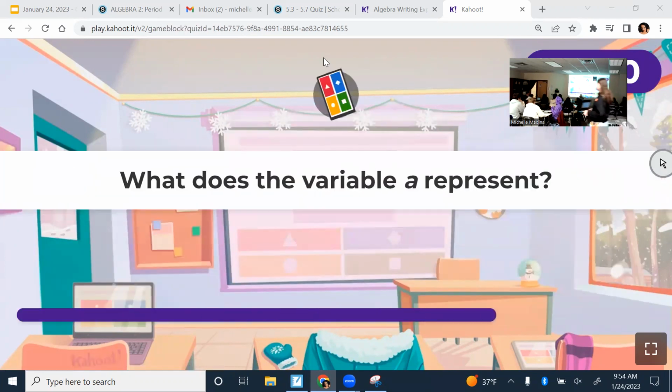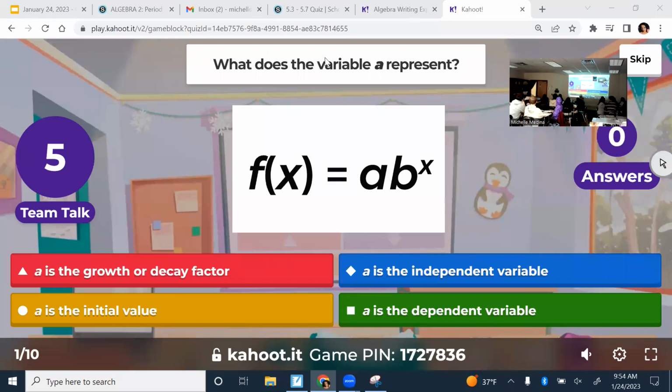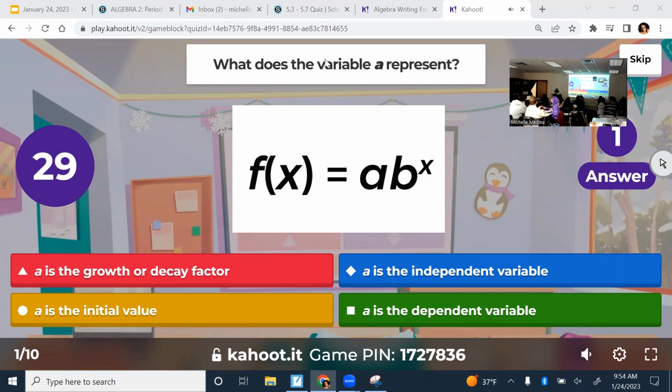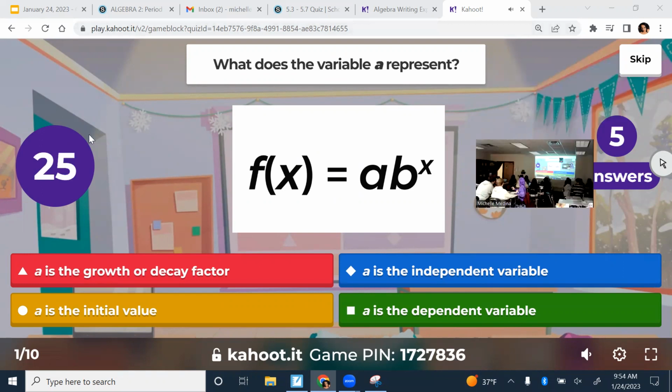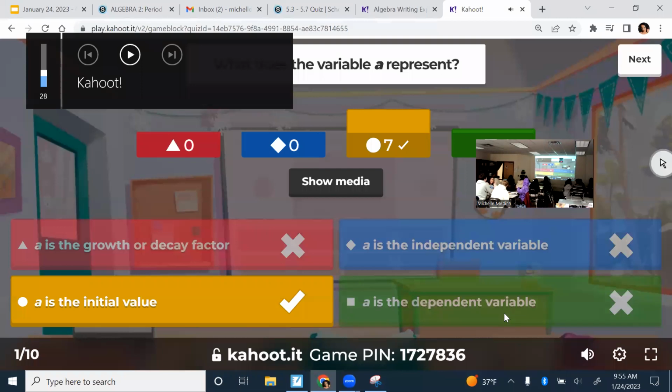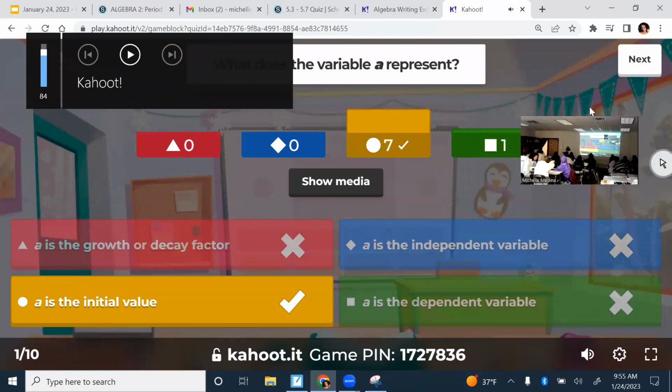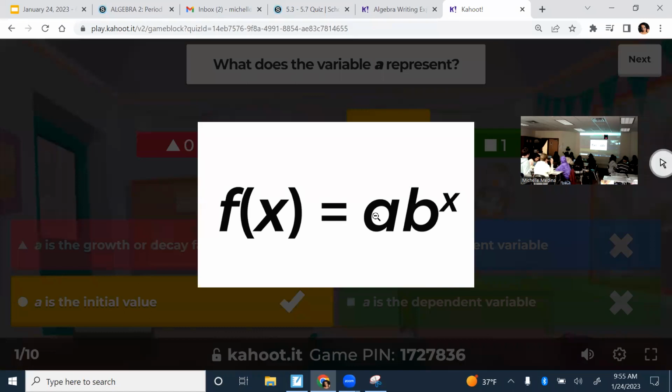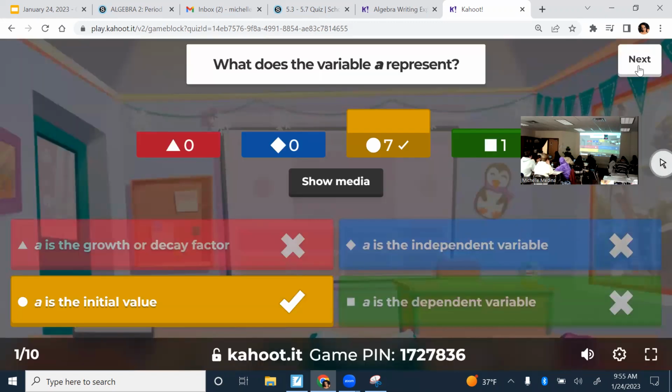What does the variable A represent? The growth or decay factor, the independent variable, the initial value, the dependent variable. So good. I think one team just got it wrong. A is always your starting amount. The constant that's being multiplied is your starting amount.